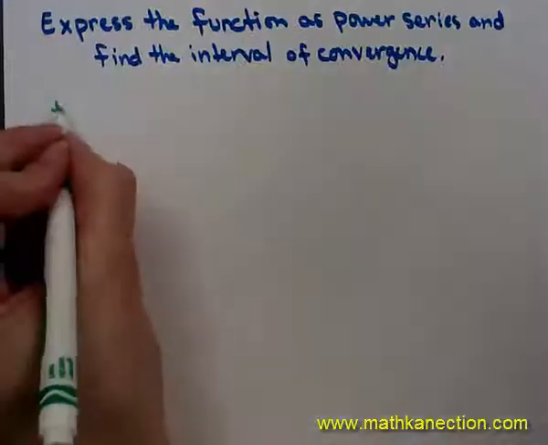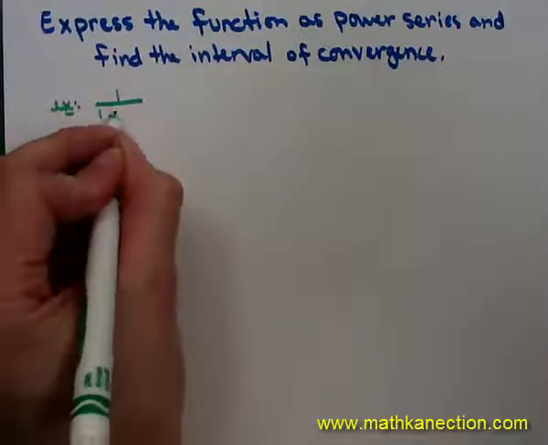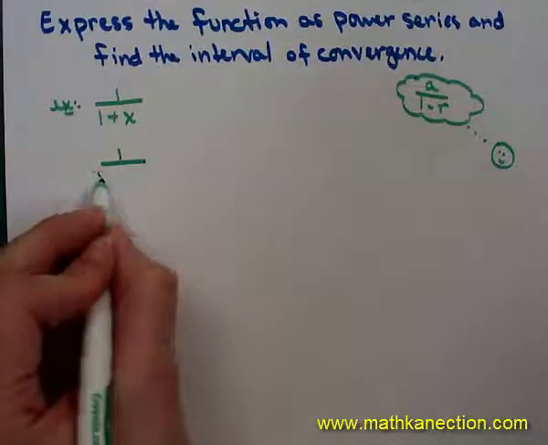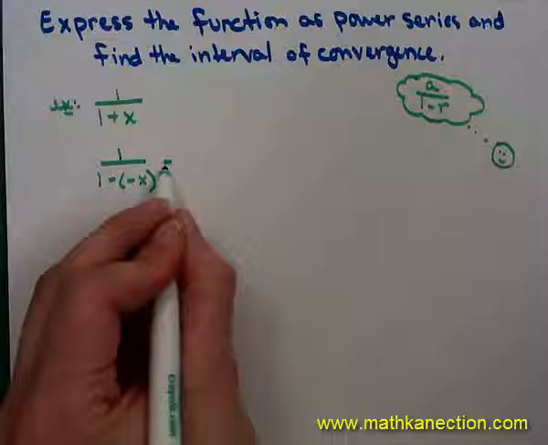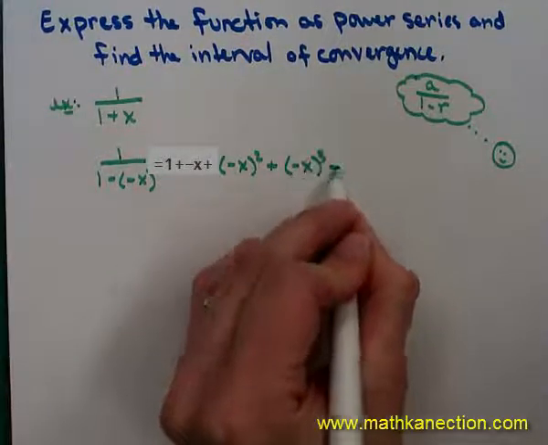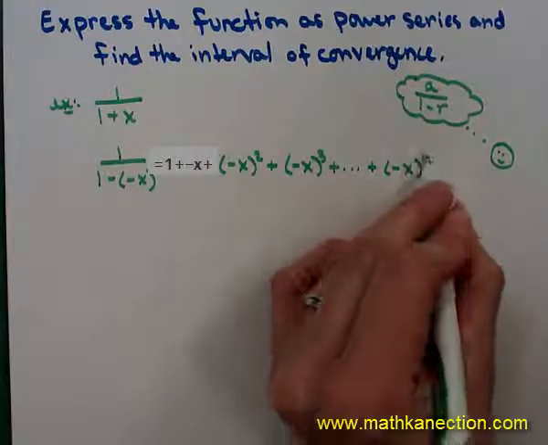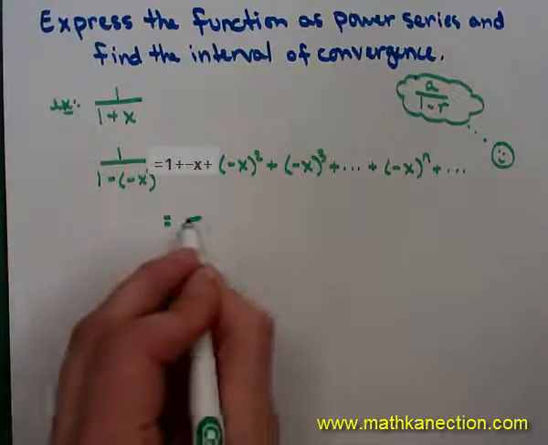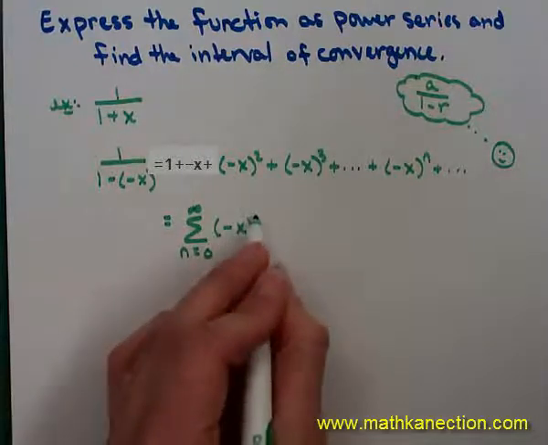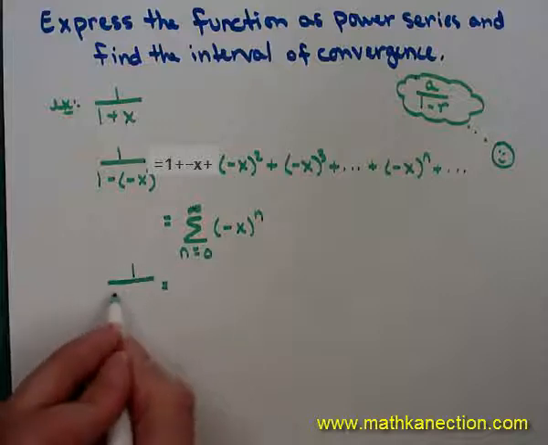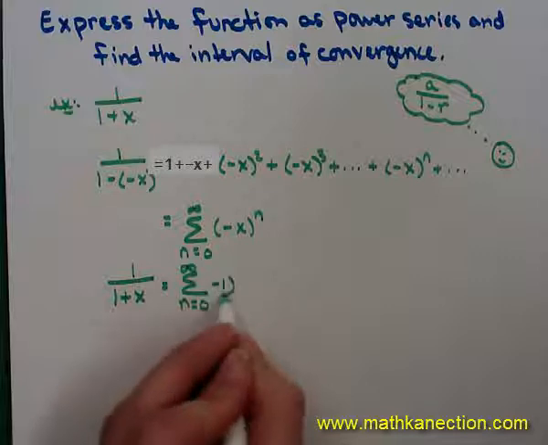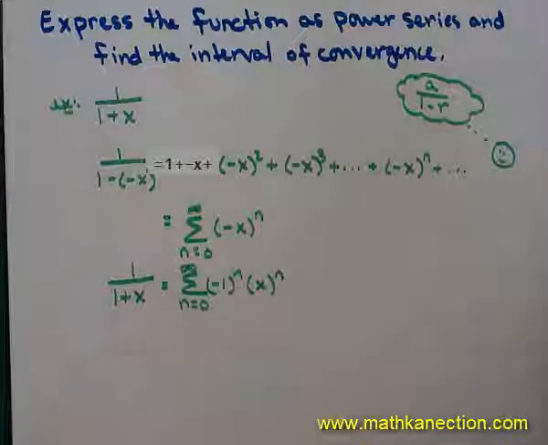So our examples are going to look at functions as power series. The first example is 1 over 1 plus x. Recall the geometric series is a over 1 minus r, so we're going to transform into 1 over 1 minus negative x. This expands out into 1 plus negative x plus negative x squared plus negative x cubed on to negative x to the n. So that's the summation from n equals 0 to infinity of negative x to the n. So the function 1 over 1 plus x is the summation from n equals 0 to infinity of negative 1 to the n times x to the n.